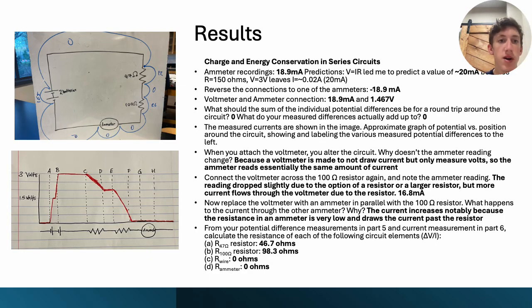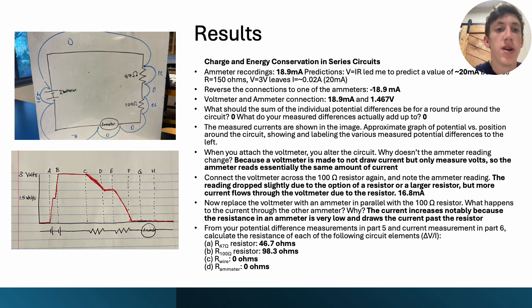For the results of part one, the charge and energy conservation in series circuits, the ammeter's first recordings were 18.9 milliamps, which was right about where we predicted, which was 20 based on the V equals IR, which gave us 20 milliamps. So that was close. The connection was reversed, and the only change was it was now negative.